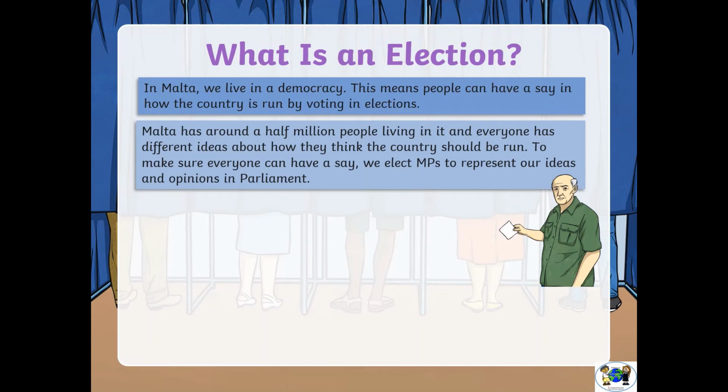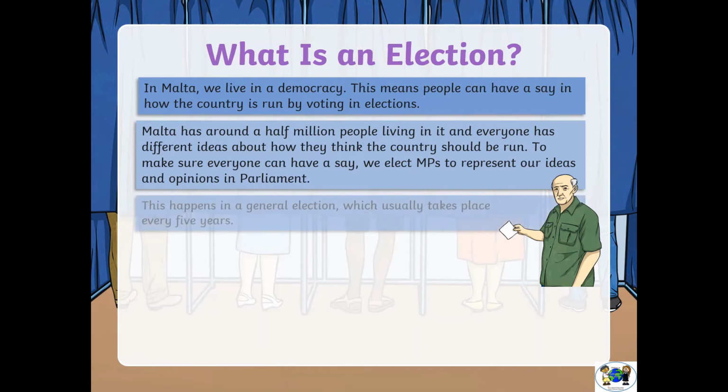Malta has around 500,000 people living in it, and everyone has different ideas about how they think the country should be run. To make sure everyone can have a say, we elect MPs, members of Parliament, to represent our ideas and opinions in Parliament. This happens in a general election which usually takes place every 5 years.